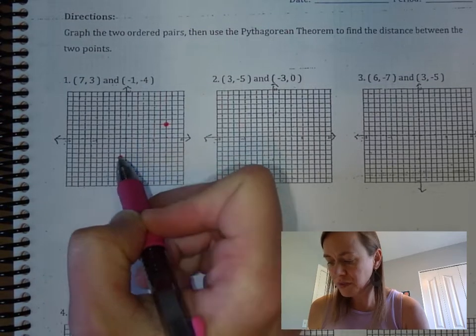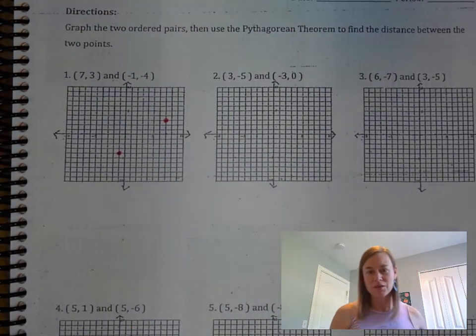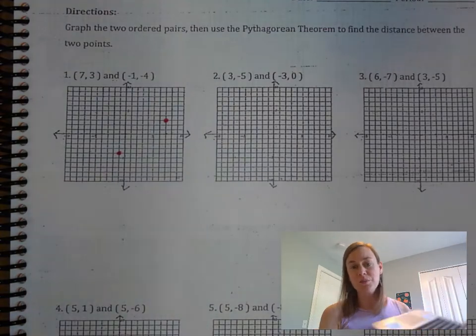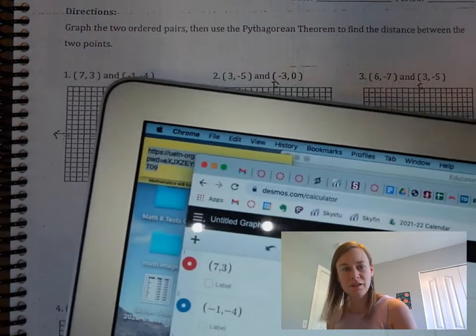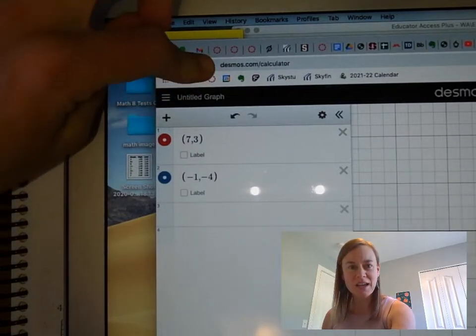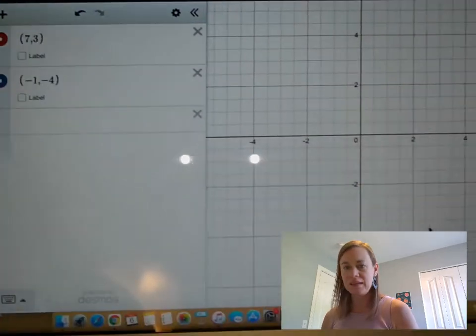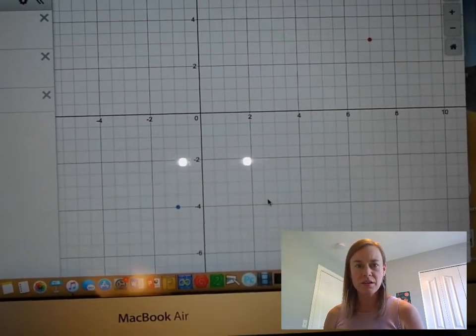And for those of you who maybe don't have a printer, you can open up your Desmos graphing calculator, and this is super awkward, I'm going to put my other computer under here. Okay, so on your Desmos graphing calculator, that's just desmos.com/calculator, you can just write your ordered pairs like that, and it will show you where the dots are.